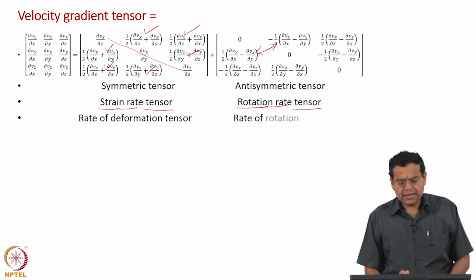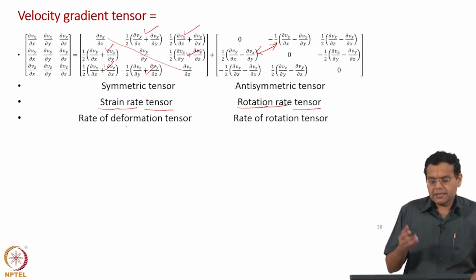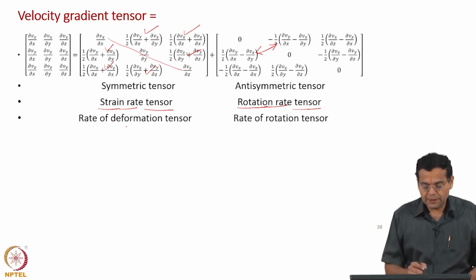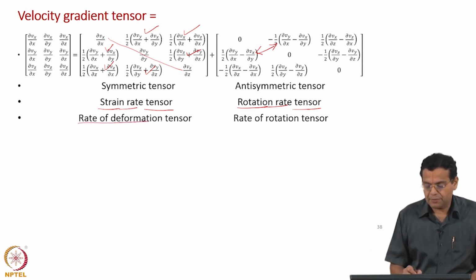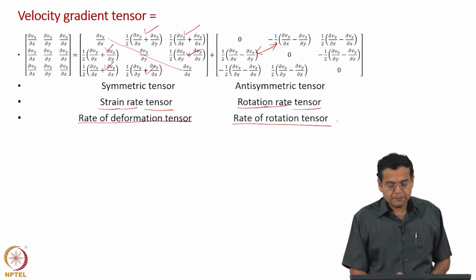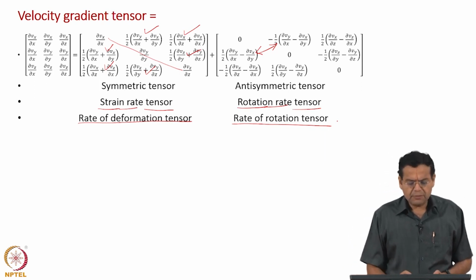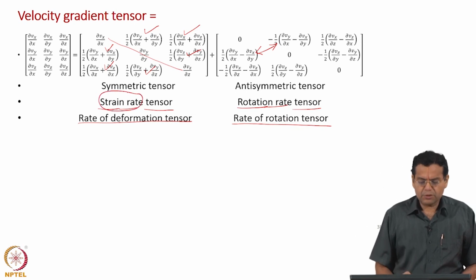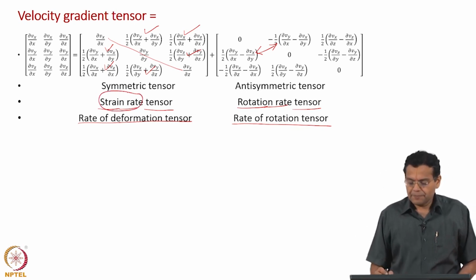Other names are there. We have seen deformation in solids is analogous to rate of deformation in fluids. So, another name is rate of deformation tensor, and the second tensor is also called the rate of rotation tensor. Okay. In terms of more popular terminology, strain rate tensor is more popular, and then rate of rotation tensor is more popular. Okay.